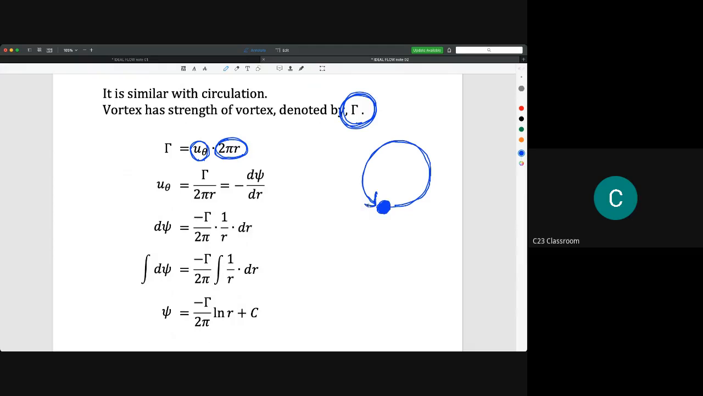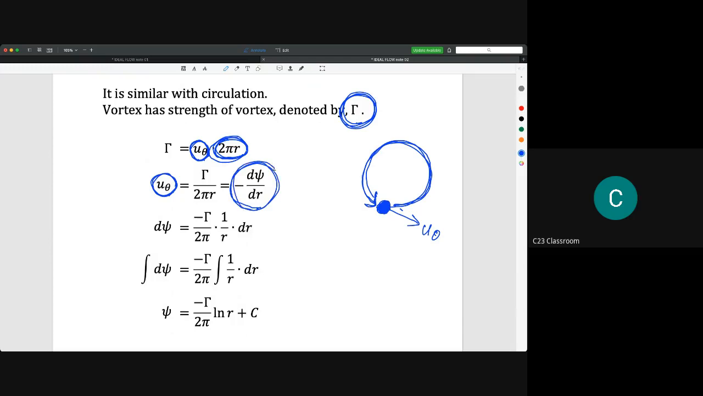So in this situation, we assume that the velocity is u theta. That's why we use u theta here. And then the distance traveled by the molecule is actually the circumference, so it is equal to 2 pi r. So then we have u theta equal to gamma over 2 pi r. We just bring the 2 pi r to the left hand side. According to the Cauchy-Riemann equation, it is equal to negative d psi over dr.